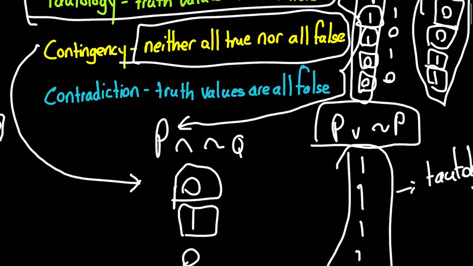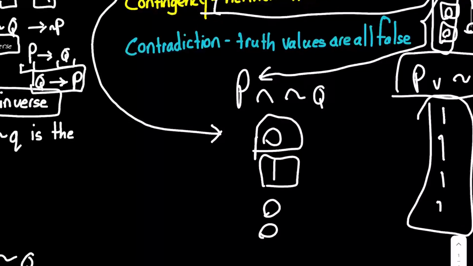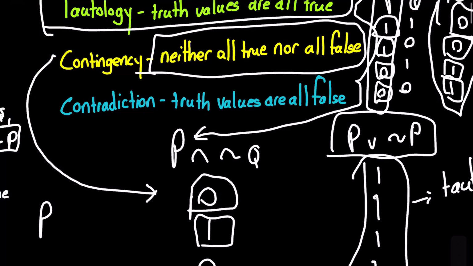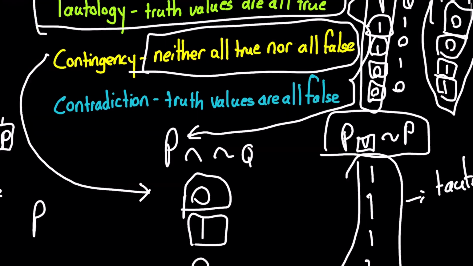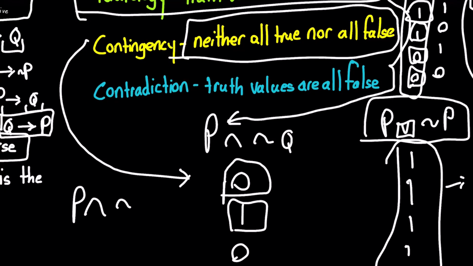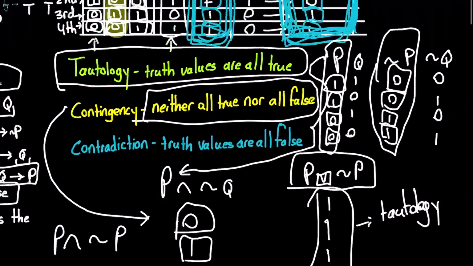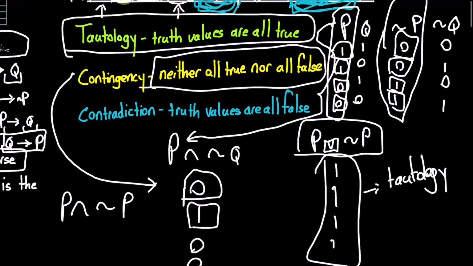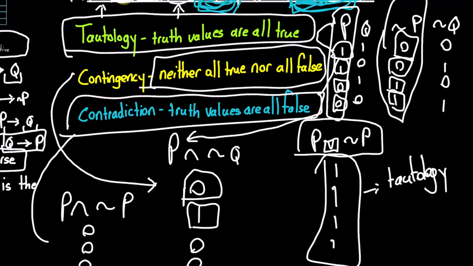Now, what if we had P and the negation of P? In this case, wherever P is true, negation of P will be false. So we know both of them will never be true at the same time. This means that they will always be false. And so this is what we call a contradiction, because it's always false.